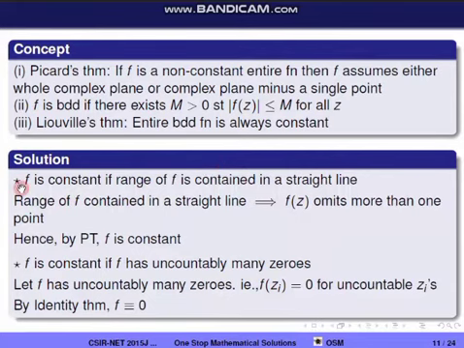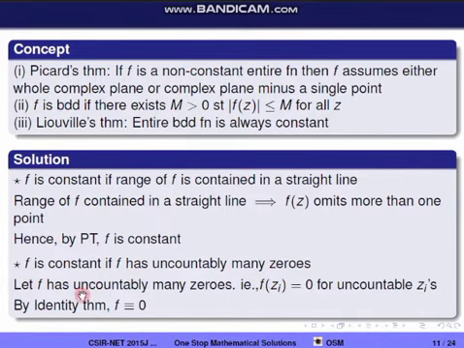First option: f is constant if the range of f is contained in a straight line. If the range of f is contained in a straight line, then f(z) omits more than one point. Hence by Picard's theorem, f should be a constant function. So option 1 is correct. Second option: f is constant if f has uncountably many zeros.